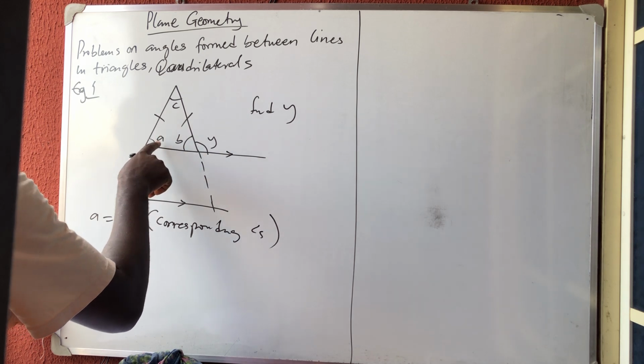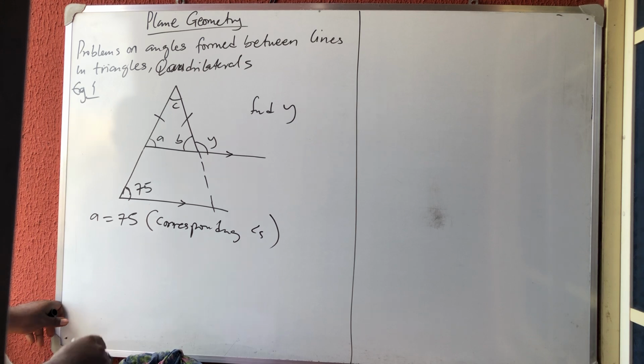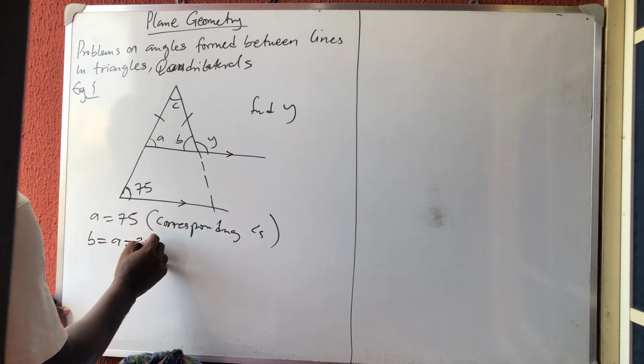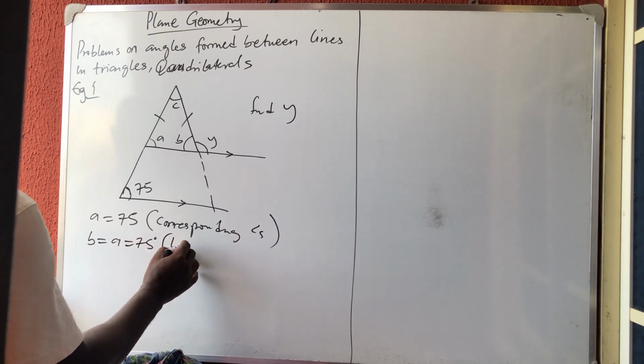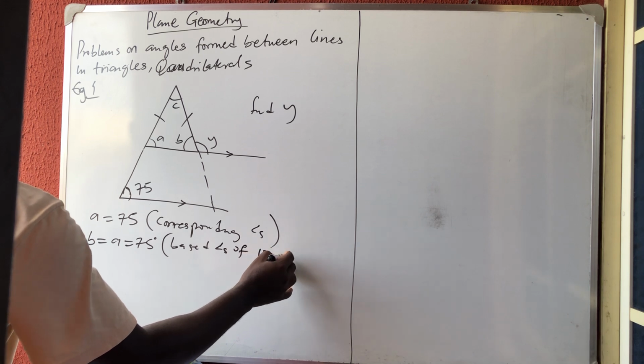Now this arc shows that this line is equal to this line, and if these two lines are equal, automatically the base angles are equal. It is called base angles of an isosceles triangle. So I will tell them that angle B is equal to A, which is equal to 75 degrees. My reason is base angles of an isosceles triangle.